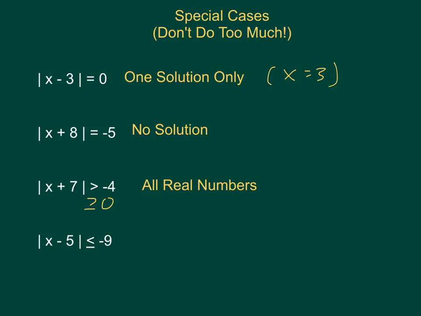And then finally, the last one, we have an absolute value that's less than or equal to a negative, which we know is actually impossible. There's no way an absolute value could be less than a negative, let alone equal to one. And so it's never going to happen. This would also be true if we said that it was less than 0. But in either case, it would be impossible. And so we would say that that has no solution. So for any of these problems, if you see these, don't do too much work.